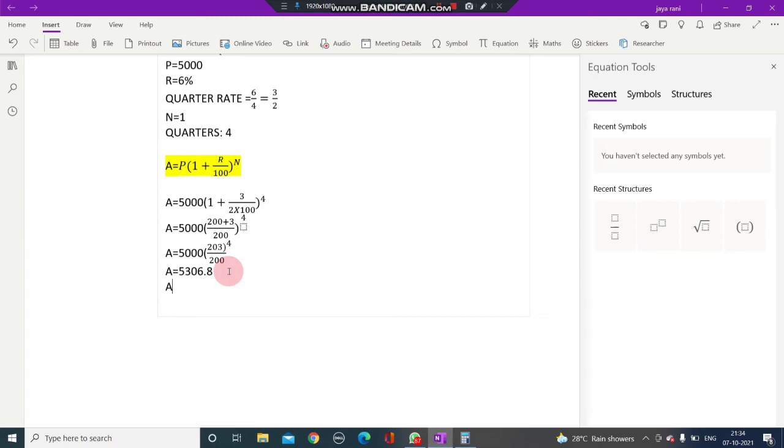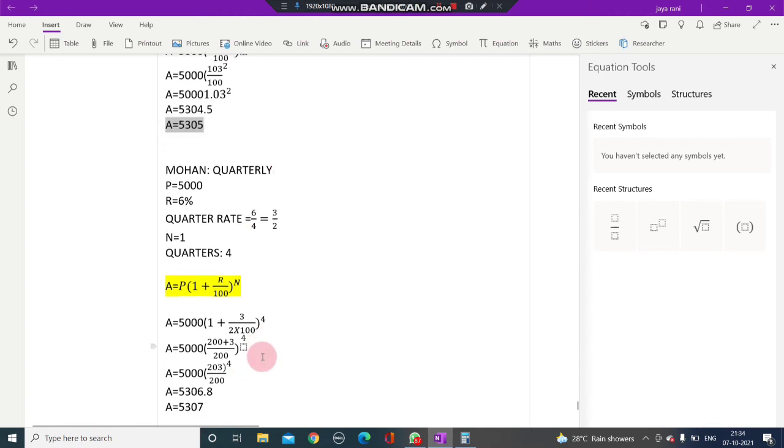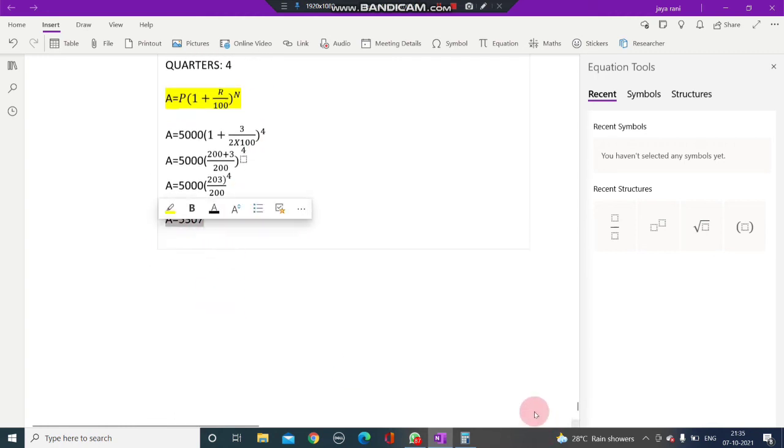So 80 paise means the bank gives us 1 more rupee for that. Instead of the 80 paise, the bank is giving a round of 1 rupee. So that is 5307 rupees. What is the difference in their interest? The first one got 5305, whereas the second one got 5307. Only a 2 rupee difference. That means Mohan got 2 rupees more from the second bank.